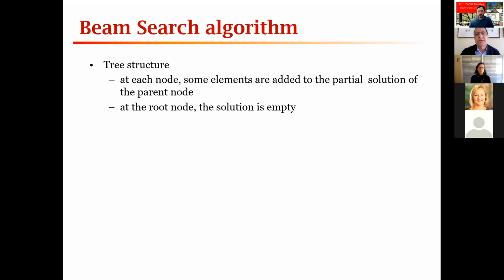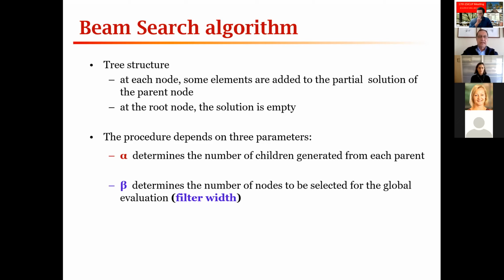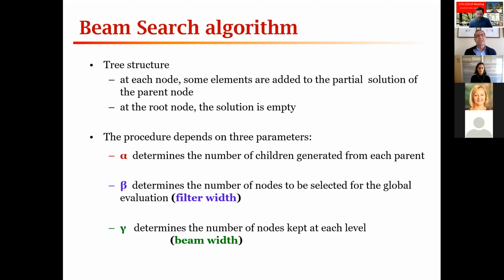For the beam search algorithm, you probably know that this is a tree structure in which at the root node, the solution is empty, and at each branching level, some elements are added to the partial solution until at the bottom of the tree, the solutions are complete. This structure is controlled using 3 parameters. Alpha determines the number of children generated from each parent node. Beta determines the number of nodes to be selected for the global evaluation, called filter width. And gamma determines the number of nodes kept for the next level, called beam width.